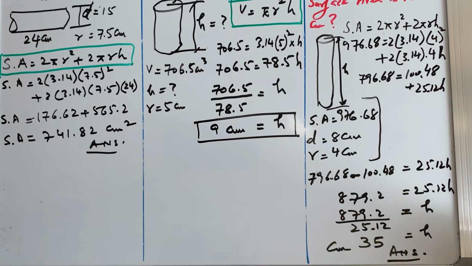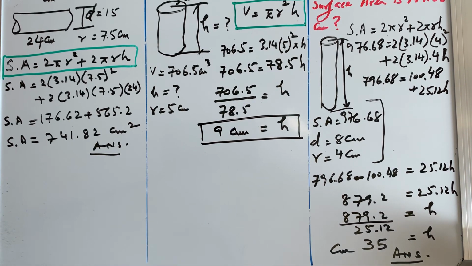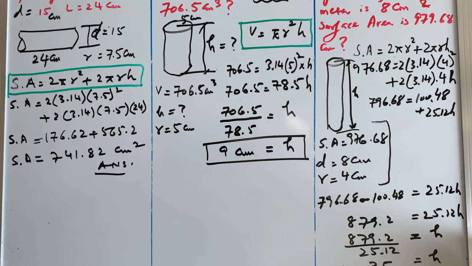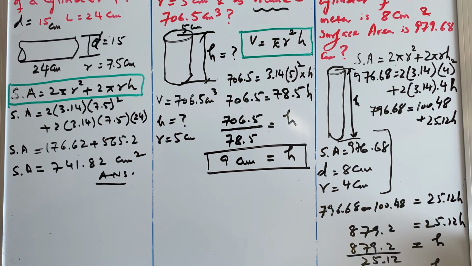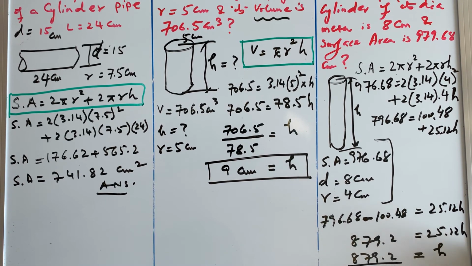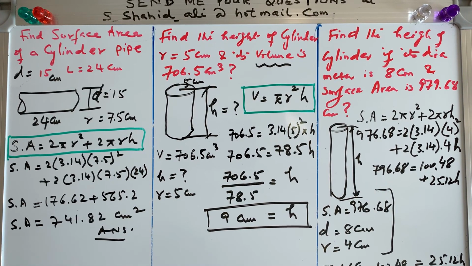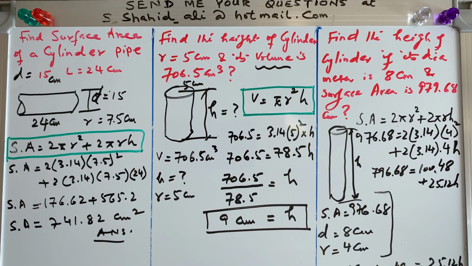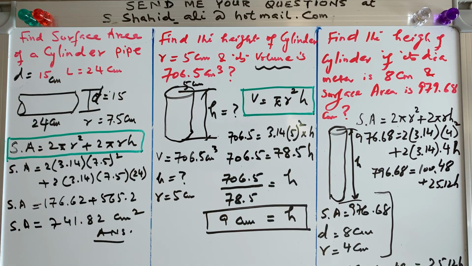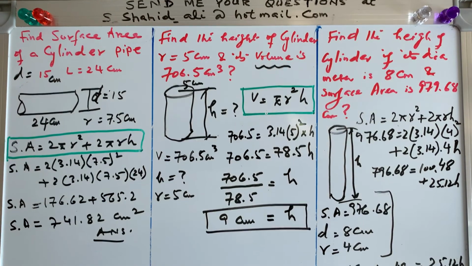So keep going, keep revising the formula, see the questions, what is given, how do you plug in the values. If diameter is given, do not hesitate to make the radius quickly, and then you can plug in the values in the formula. If only volume is given, you use pi r square h. If surface area is given, you will be using this formula. So you have to remember both formulas: volume of a cylinder, pi r square h; surface area of the cylinder, 2 pi r square plus 2 pi r h.